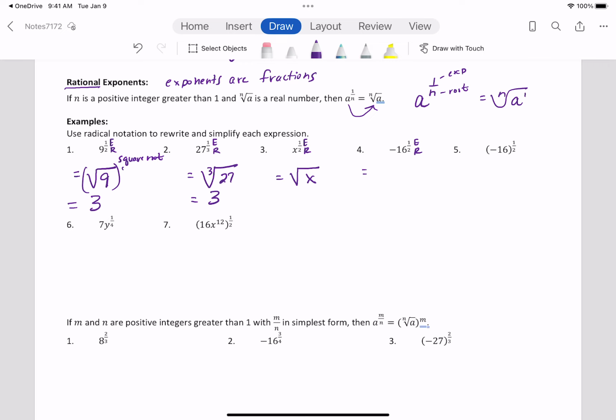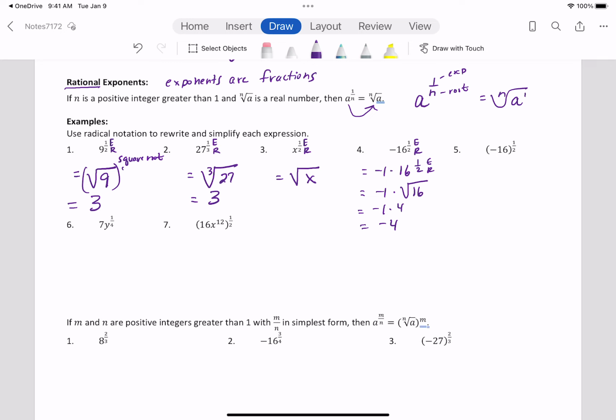Remember, for number 4, when I don't have the grouping symbol, the parentheses, around the negative 16, this is the same thing as negative 1 times 16 to the half. So this one is negative 1 times. My root is going to be a 2, so it's square root of 16 to the first, which won't make any difference. So this is negative 1 times 4 is negative 4.